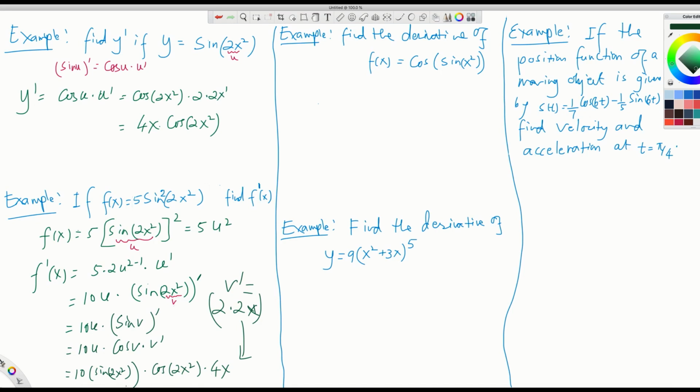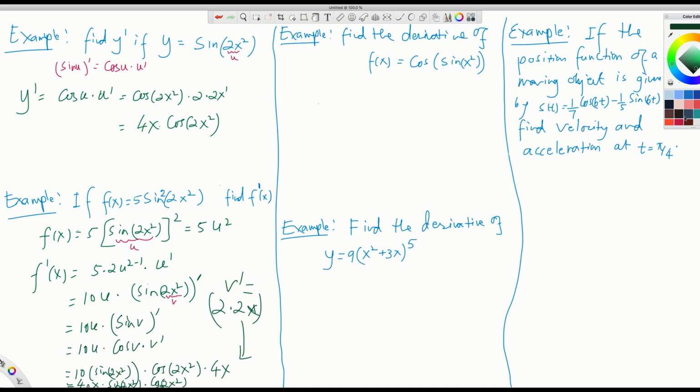So this is the final answer. You can write 10 sine 2x squared times cosine 2x squared times 4x. Or if you want, you can write it as 40x times sine 2x squared times cosine 2x squared. So that is the final answer.